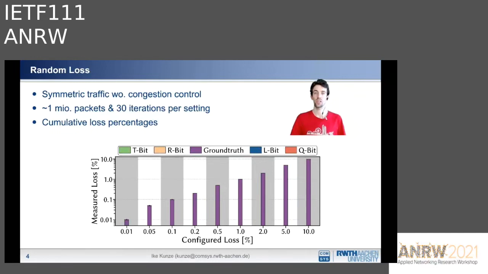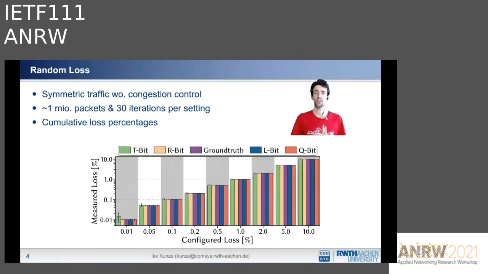What you can see in this plot is on the x-axis, the configured loss rates, and on the y-axis, the measured loss rates. If we now look at the results of all the four approaches, we can see that they are mostly very close to the ground truth, especially for higher loss rates. The only thing that stands out here is that the T-bit is not that accurate for low loss percentages, as evidenced by larger confidence intervals here. The main reason is that the T-bit includes two pause phases, and thus it doesn't actually cover the whole traffic.